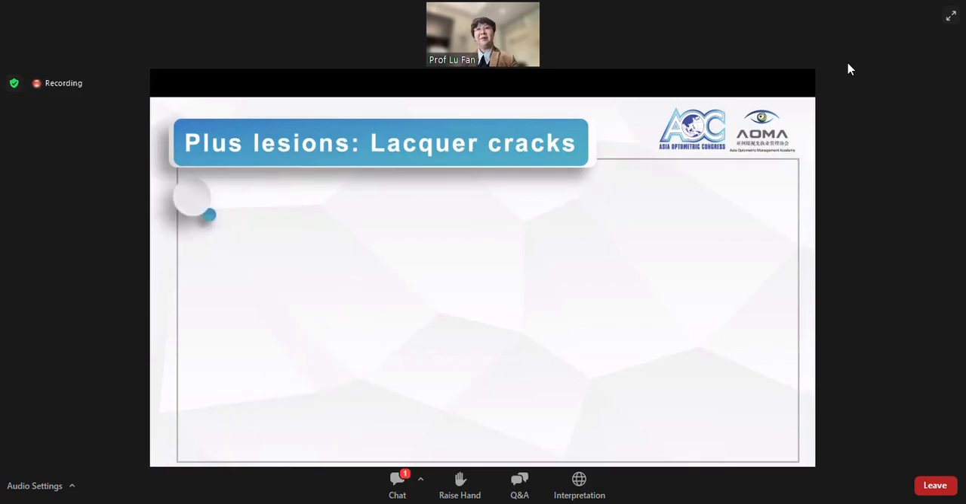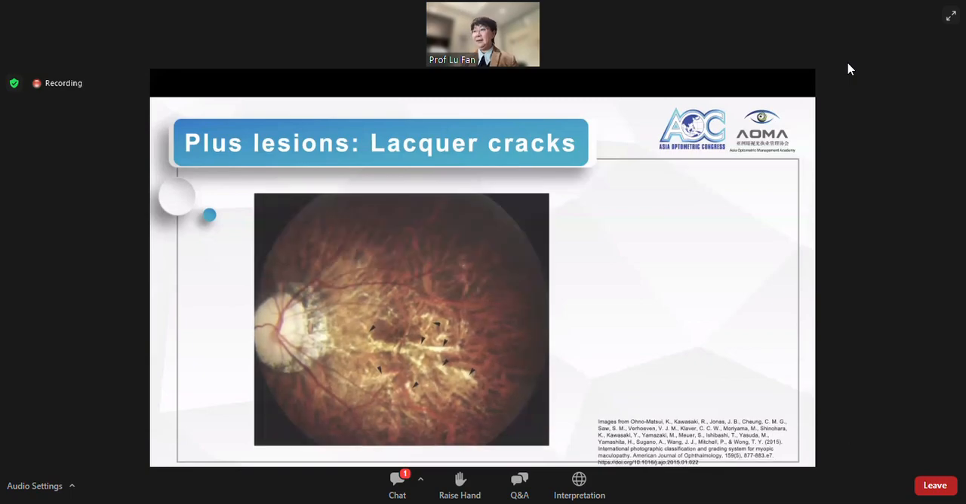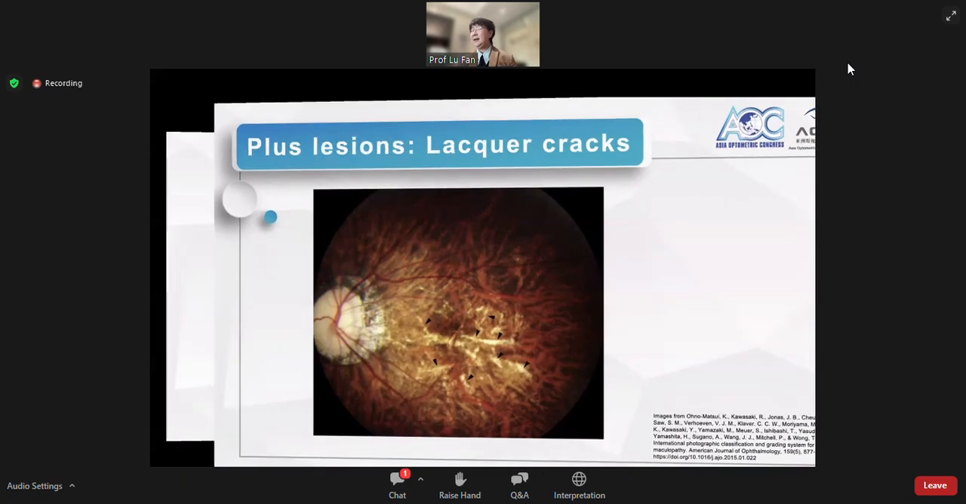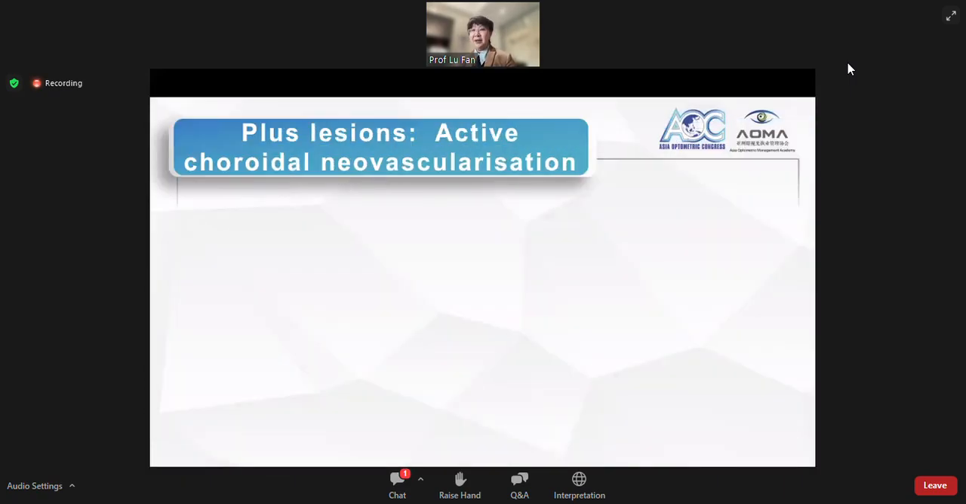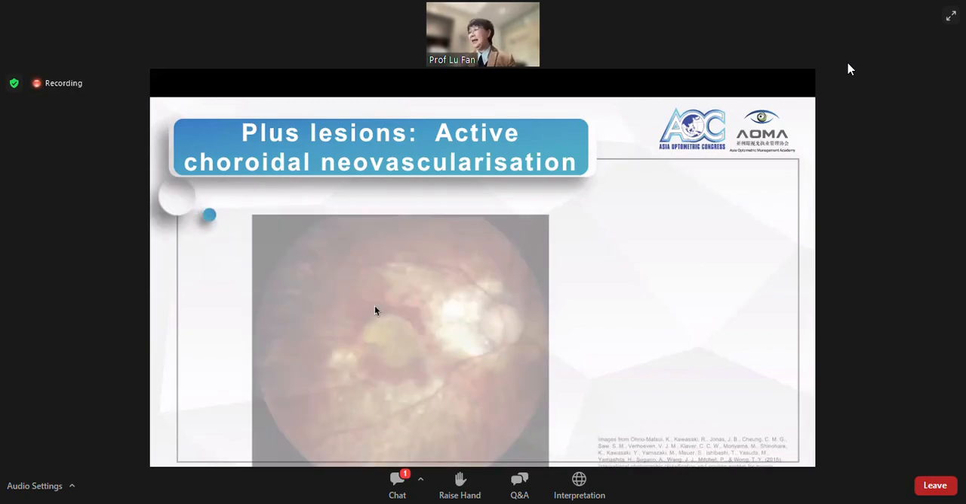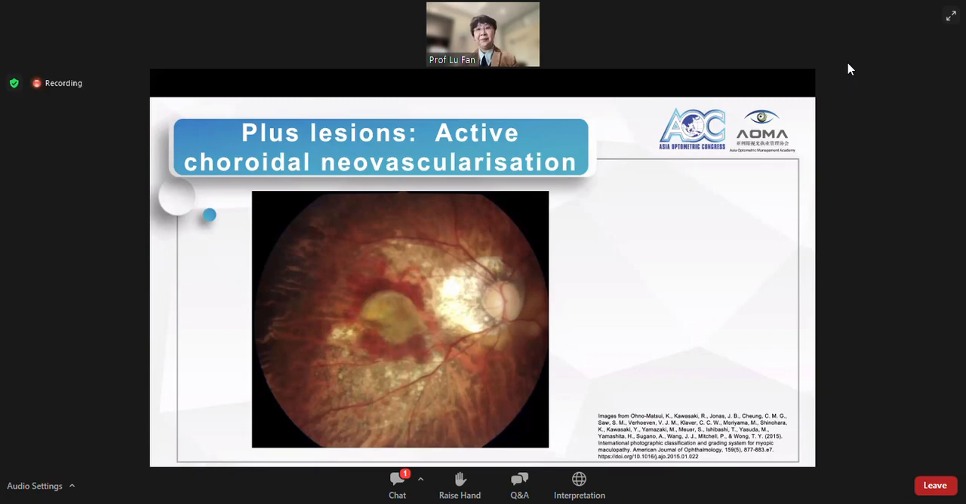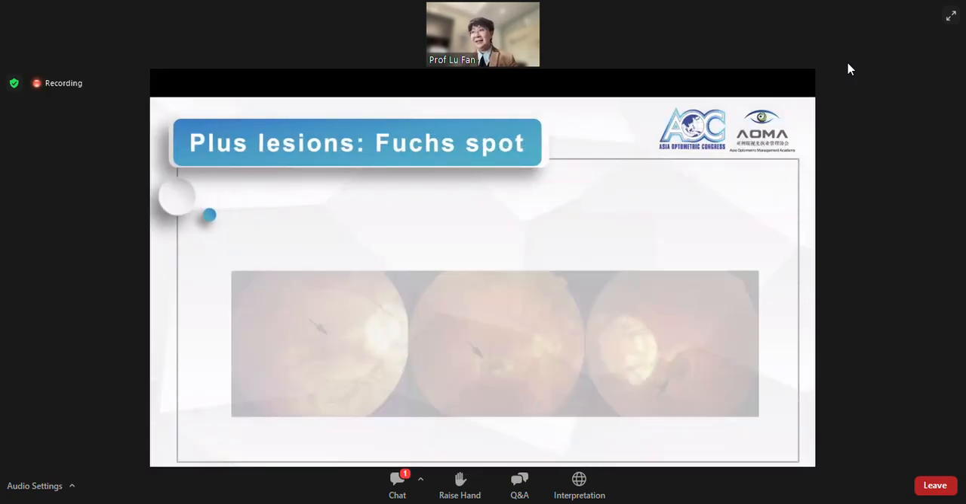Here are some examples for plus. For example, here is a plus, lacquer cracks. Very, very clear pictures. Another plus, an image where we see an active choroidal neovascularization. So, one more plus.